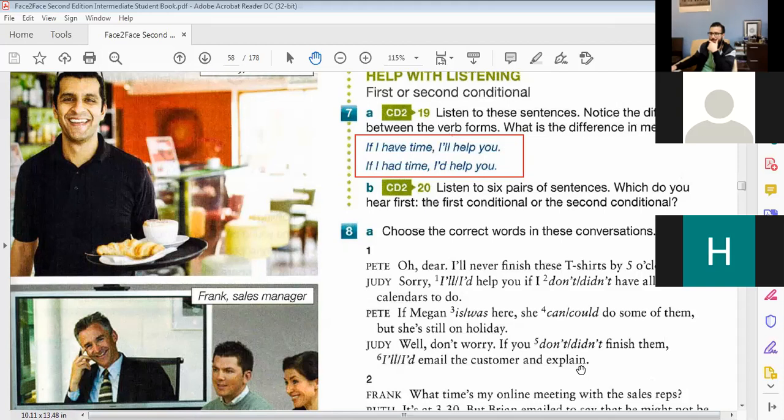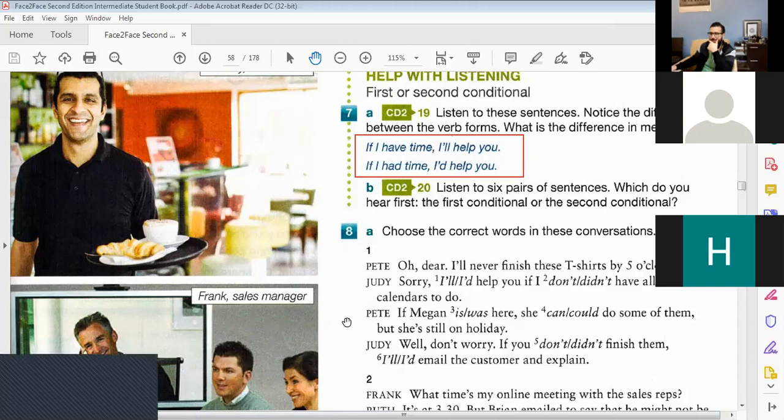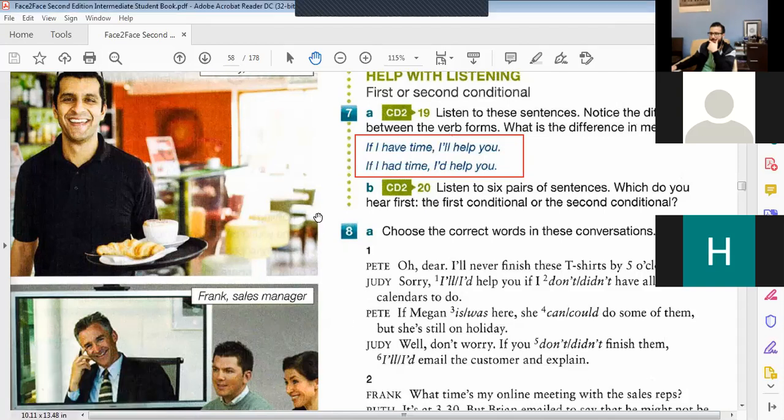Track 20. 1. If I have enough money, I'll buy a new laptop. If I had enough money, I'd buy a new laptop.